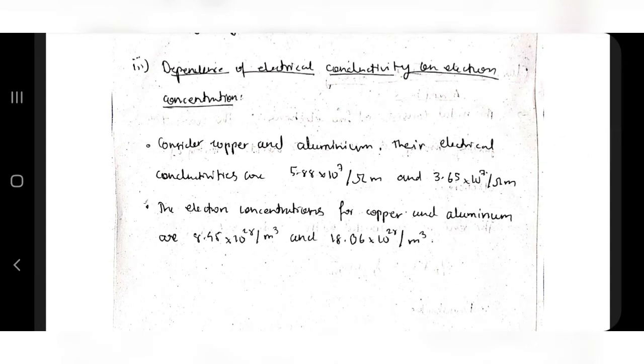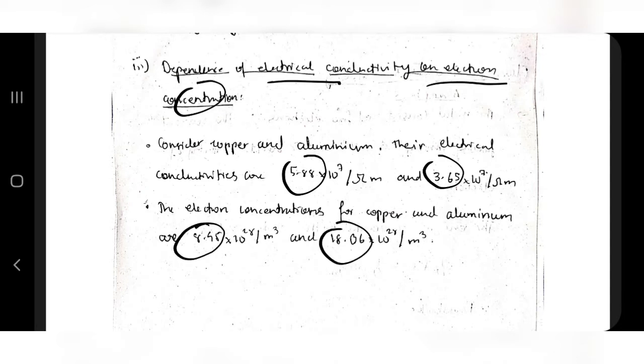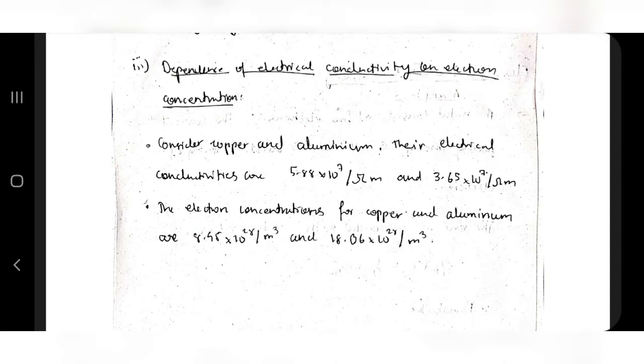And the third one is that the electrical conductivity depends on electron concentration. The electrical conductivities are 5.88 and 3.65, but the actual values are 8.45 and 18.06. So they are very much differing, right? And the powers are also differing very much. So those are the 3 drawbacks of the classical free electron theory.